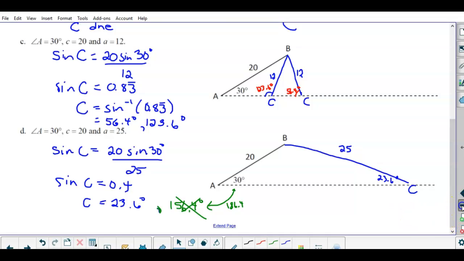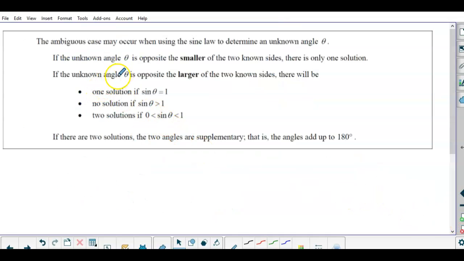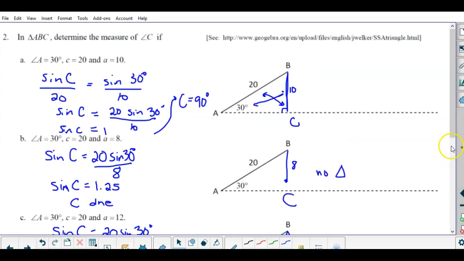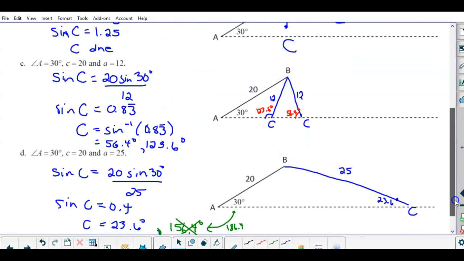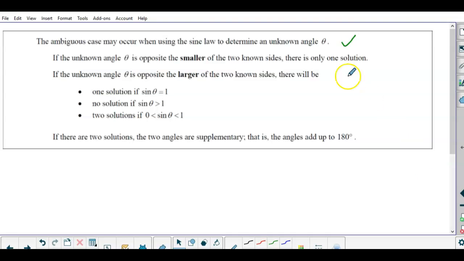So let's take a look at it. It says the ambiguous case may occur when using the sine law to determine an unknown angle. So that you have to know. If the unknown angle is opposite the smaller of the two known sides, there's only one solution. So that's like the last one that we just did. So that was like D. Okay, so I'm just going to put D there.